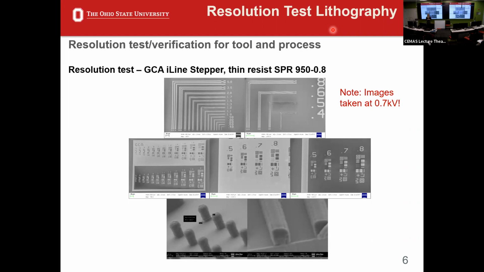But we need to be able to actually qualify, test, and verify our tools and our equipment as well as our processes. And so this was an I-line stepper. Basically it takes an image or a mask file, or CAD file, that we call a reticle. And then we reproduce that 5 times reduced across a wafer. So it's stepped across the wafer.